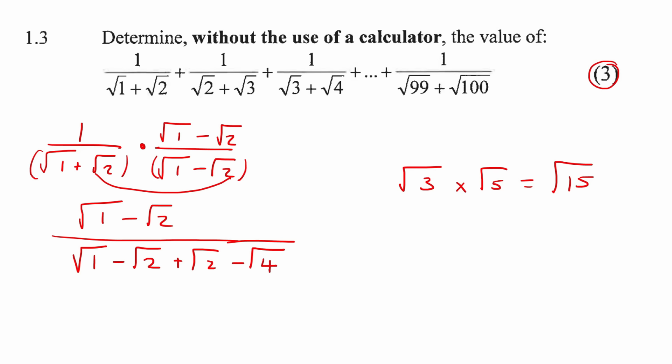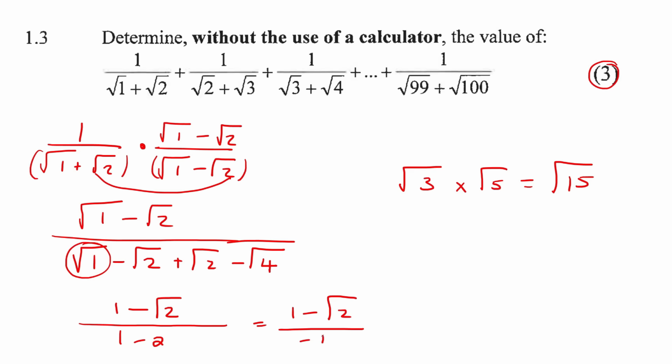Now, if I had to go and work this all out, at the top, I've got square root 1. What is the square root of 1? It's just 1. So we're going to end up with 1 take away square root 2. At the bottom, these two are going to cancel. And then this is just going to be 1. And this is just going to be 2, because the square root of 4 is 2. So we're going to end up with 1 take away 2. And so this all just simplifies to 1 minus the square root of 2 over negative 1.